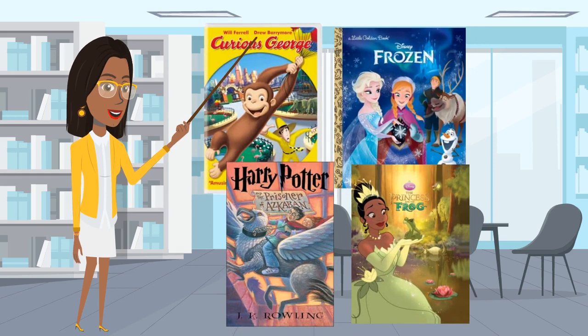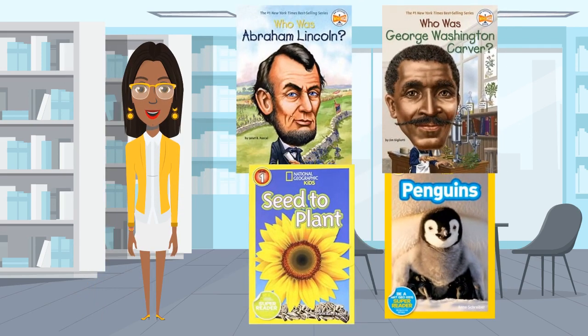Let's take a look at some examples of fictional texts. A book about Curious George, Frozen, Harry Potter, and Princess and the Frog all have make-believe characters that were made up by the author. Now, let's take a look at some non-fiction texts. Books about the lives of Abraham Lincoln, George Washington Carver, books about how seeds become plants, and penguins are all real stories that tell the reader something, inform, and explain.